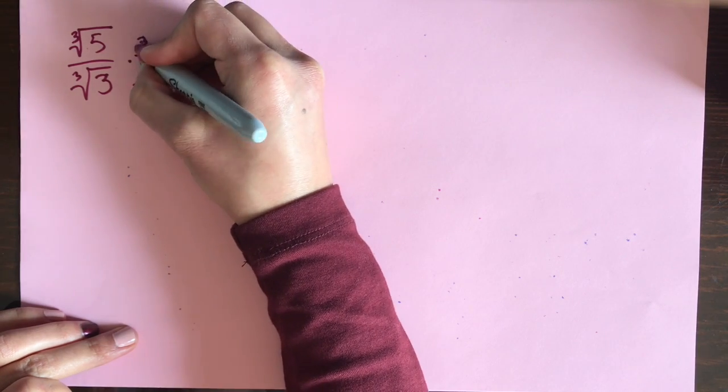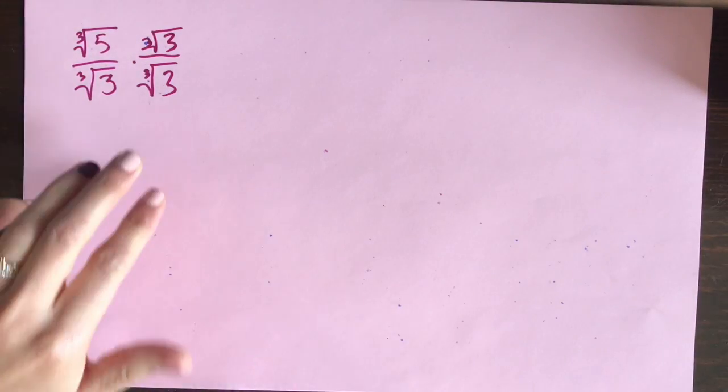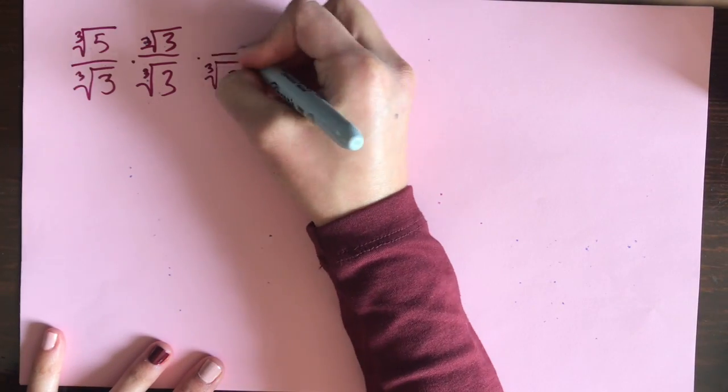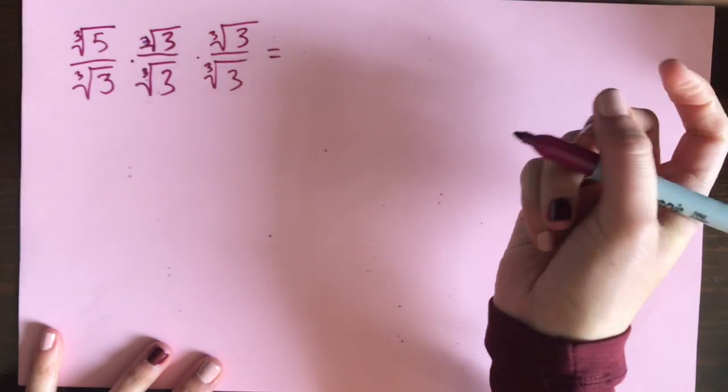Normally I would just multiply by rad 3. But this is the cubic root, which means I need to have groups of 3, not just groups of 2. So I need to multiply it by another cubic root of 3.